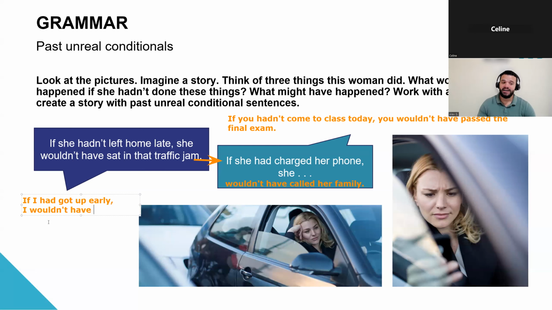Very good. If I had got up early, well, that doesn't make too much sense now, does it? So maybe the backwards. If I hadn't got up early, I wouldn't have done my homework, right? Okay. I wouldn't have done my homework. So now it makes more sense, right? Because you got up early, you were able to do your homework, okay?